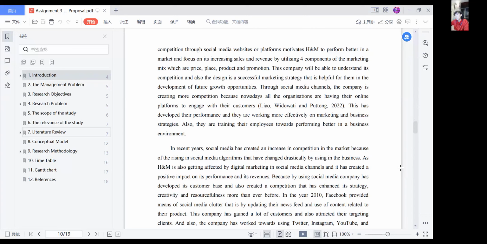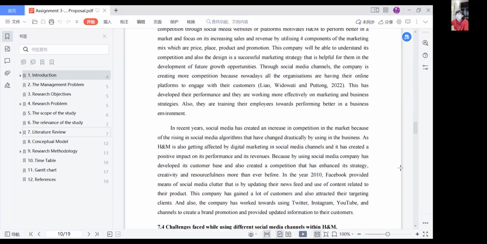The use of social media channels is not easy for an organization, as H&M has to deal with certain problems like efficiency, productivity, branding, and content outage on a daily basis. That is why many companies hire a social media marketing manager and work on the challenges that are being faced by an organization.